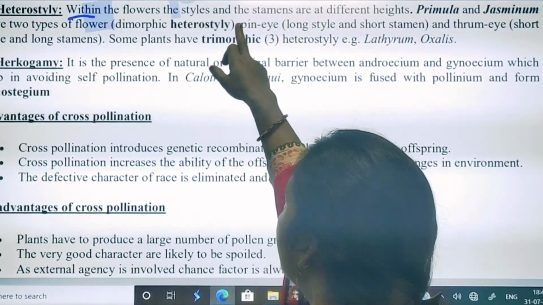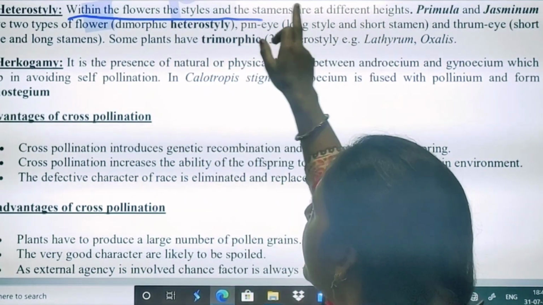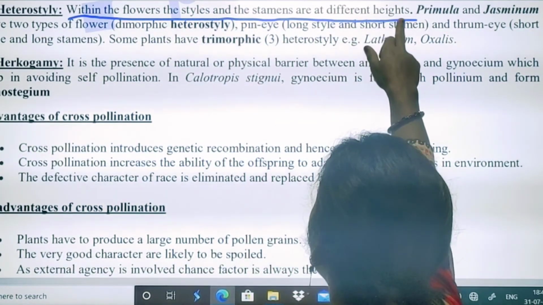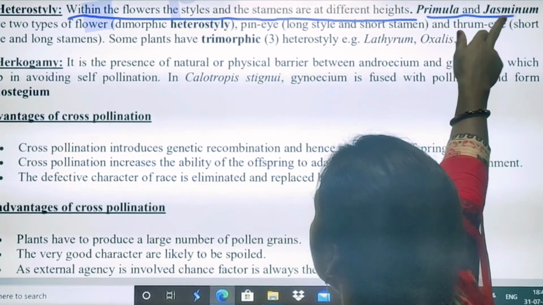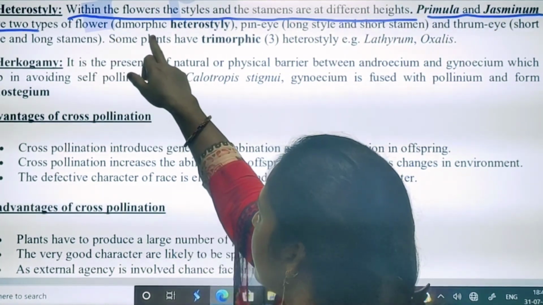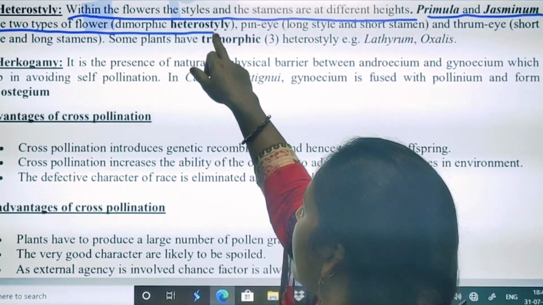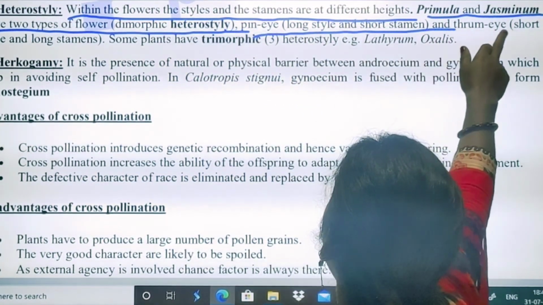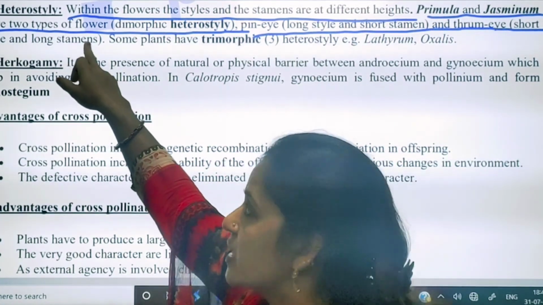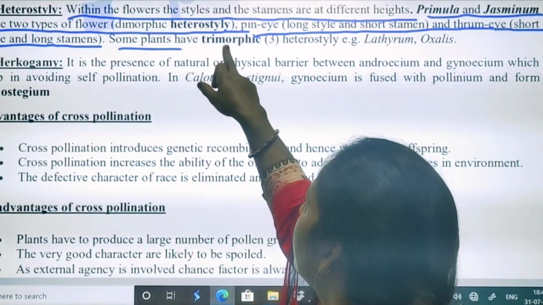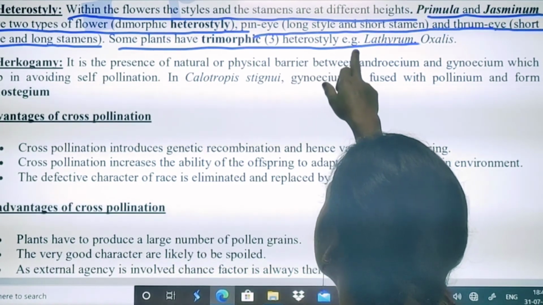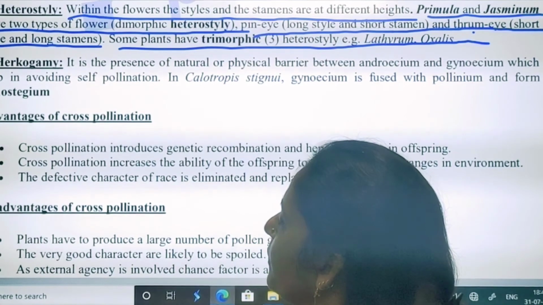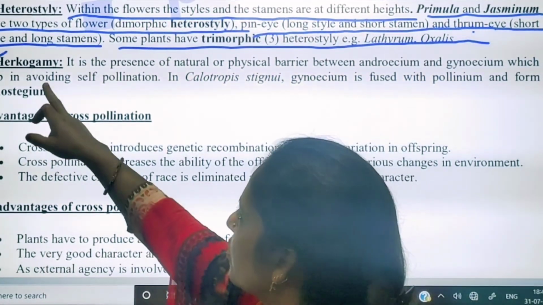Fourth type of the cross pollination is the heterostyly. Within the flower the styles and the stamens are at different heights. इसमें अगर हम flowers के साथ देखें तो स्टाइल और स्टेमन जो होंगे वो different heights पर होंगे. Primula and Jasminum have two types of the flowers, that is they are dimorphic heterostyly. Pin eye, long style and short stamen, and thrum eye, that is short style and long stamens. Some plants have trimorphic, that is three heterostyly. Example Lythrum and Oxalis.